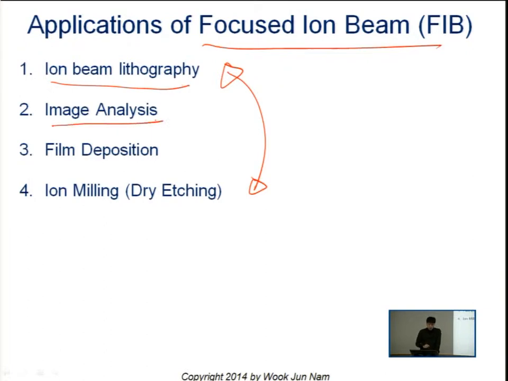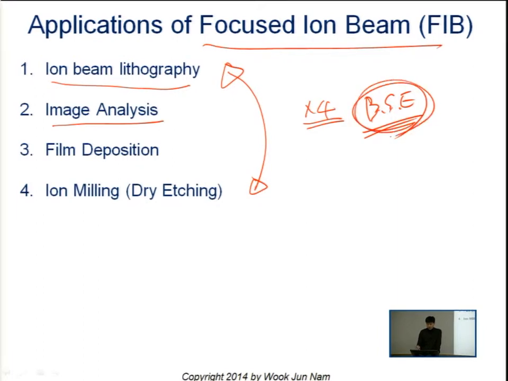We're going to talk about image analysis using the focused ion beam today. Since the ion beam can produce about 4 times higher backscattered electron signals, it is pretty good when somebody needs to observe a sample using backscattered electrons.